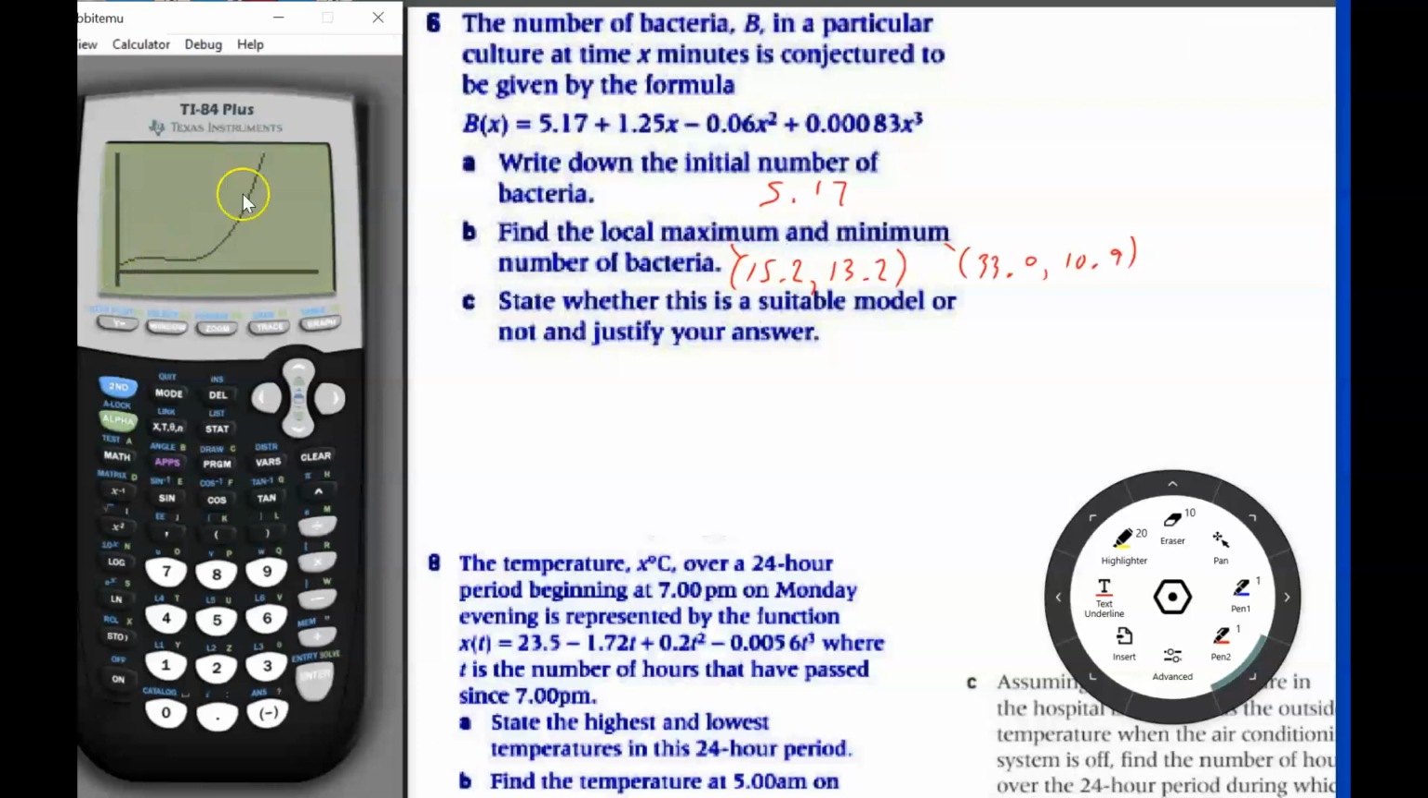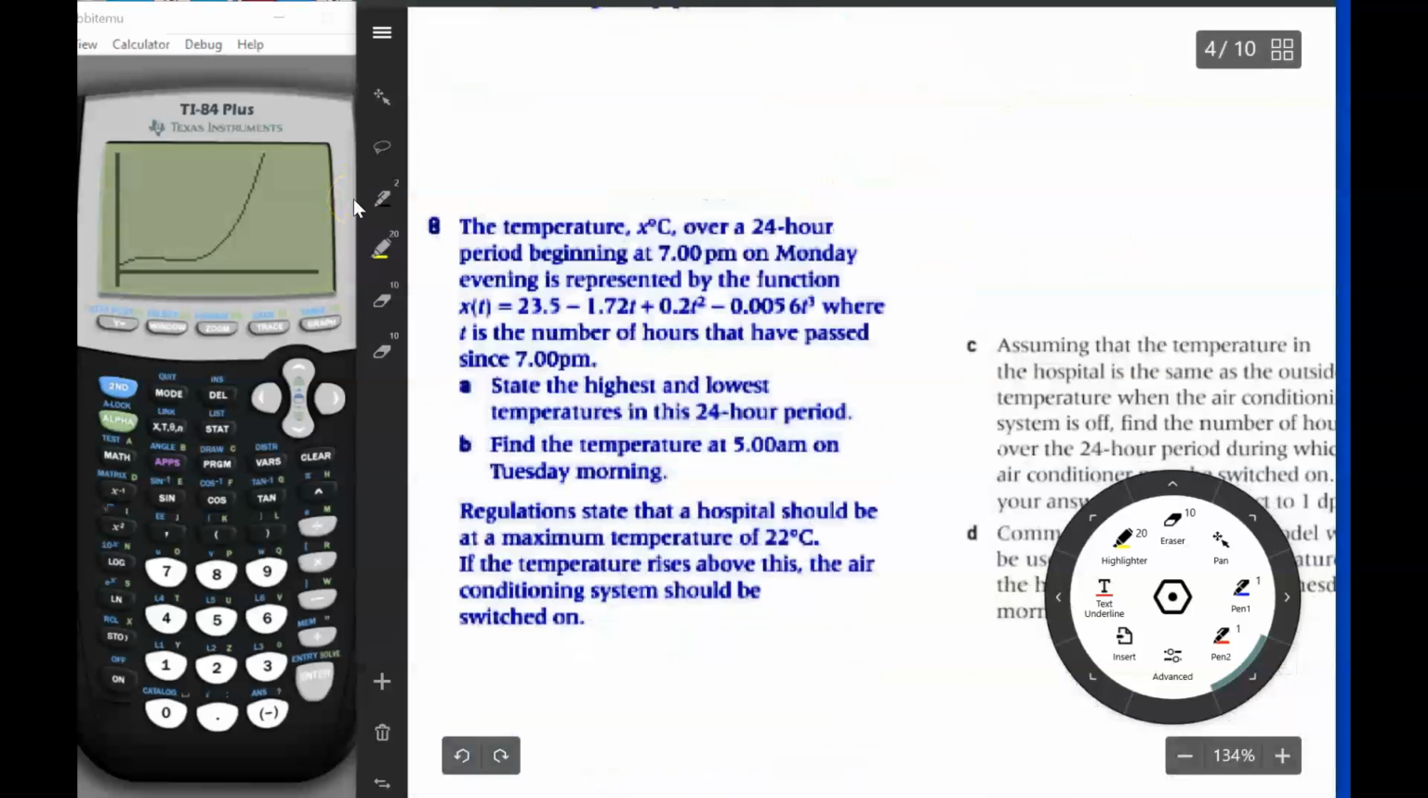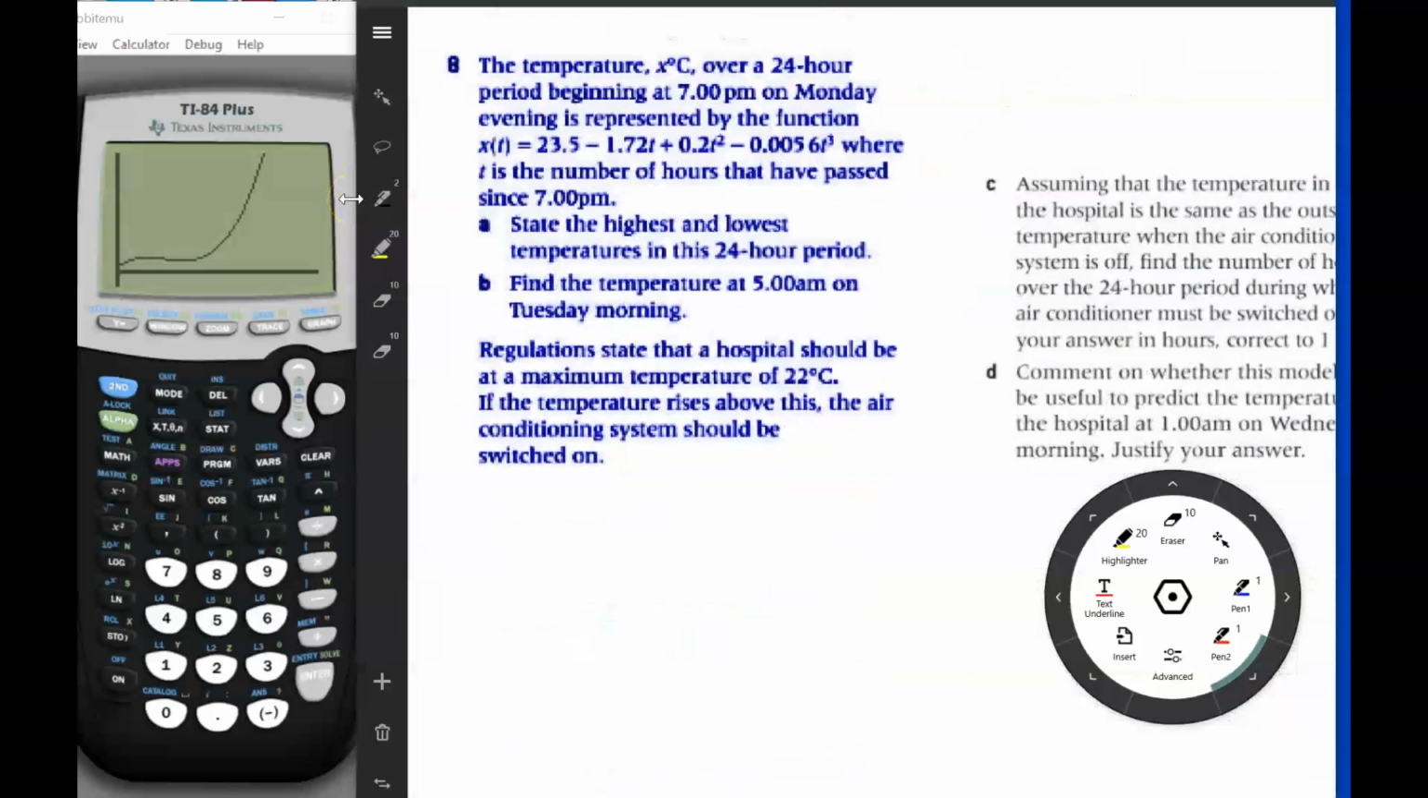It may be a suitable model here, but why doesn't it level off at the end? Okay, so a cubic model is not capable of making it level off because we know it shoots off to infinity. So again, not ideal for biology problems. Okay, number 8. The temperature, x degrees Celsius over a 24-hour period beginning at 7 p.m.